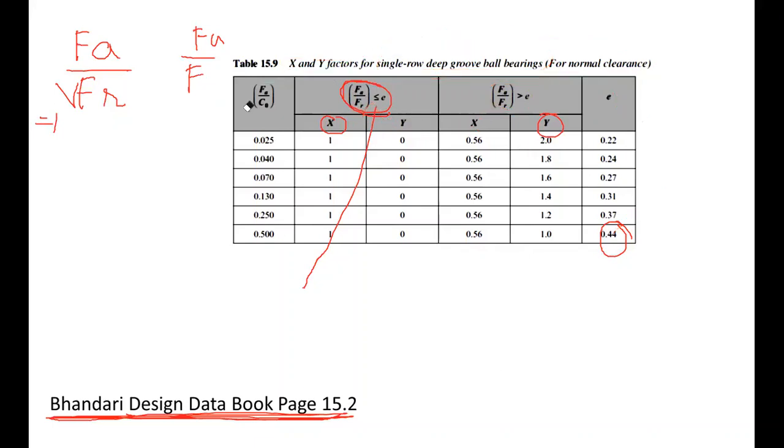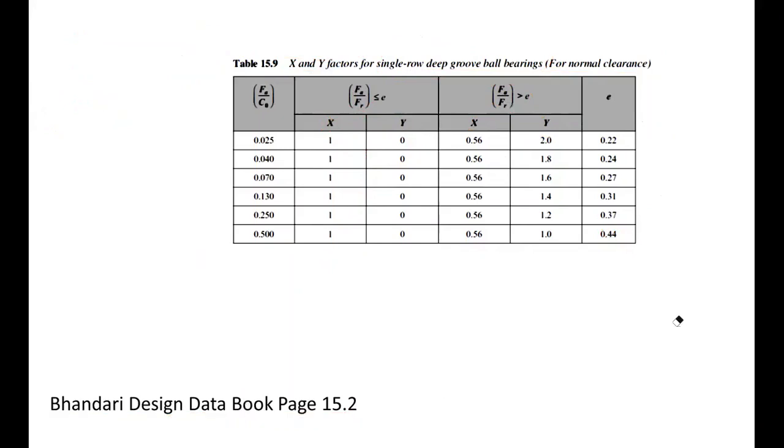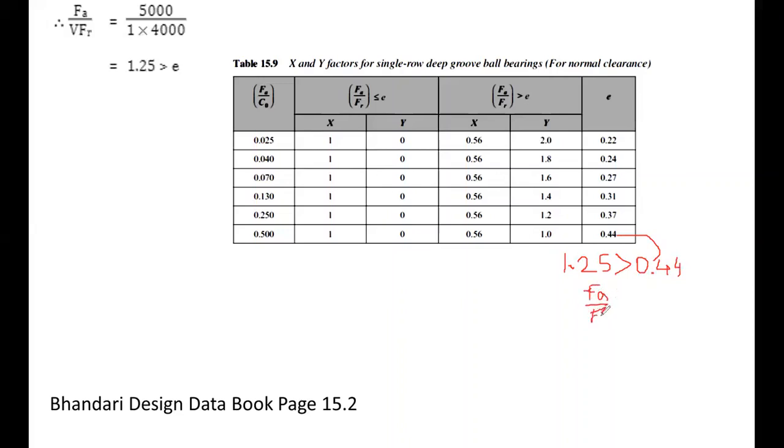So let's start. First, let us find out the value of FA upon FR. So FA upon FR, 5,000 upon 4,000. The value turns out to be 1.25. Now, obviously, if you compare 1.25, then it is greater than this E value, which is 0.44. So I can say that this FA upon FR, which is 1.25, is greater than E, which is 0.44.